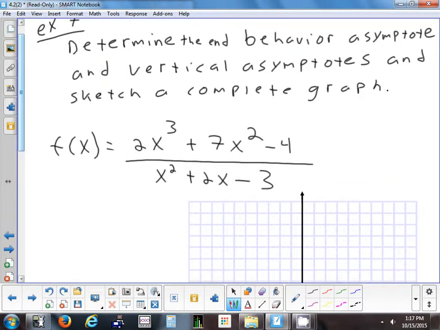Right. Can we use synthetic division this time? No. No, it's not x minus a number. Okay, so we do have to use long division. X squared plus 2x minus 3, into 2x cubed, 7x squared, minus 4. Tom, what's 2x cubed divided by x squared?